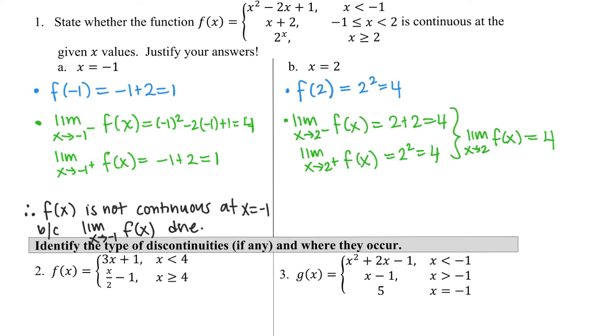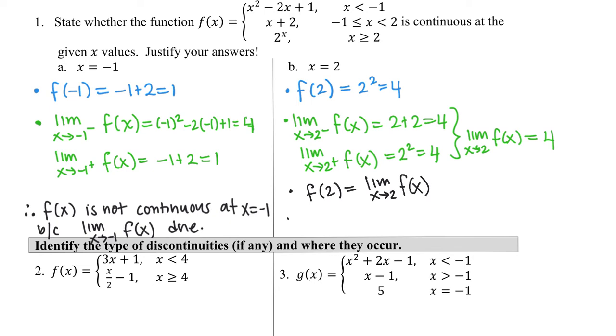So the last condition I need to meet is that f of 2 needs to equal the limit as x approaches 2, which it does, because the limit as x approaches 2 of f of x is 4. f of 2 is actually 4. So the third requirement is met: f of 2 is equal to the limit as x approaches 2 of f of x.